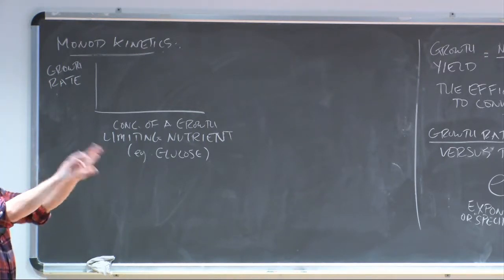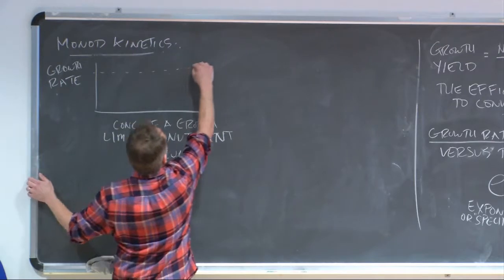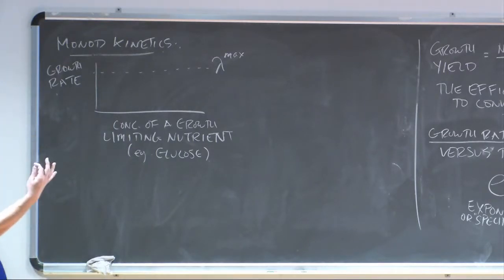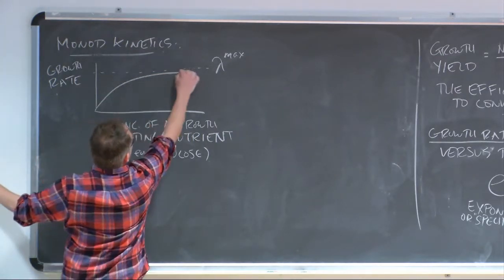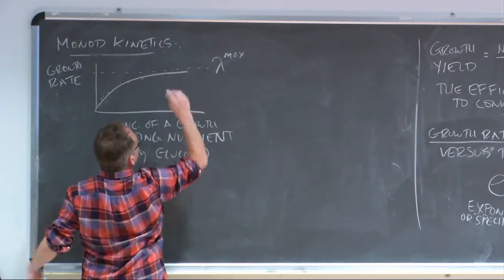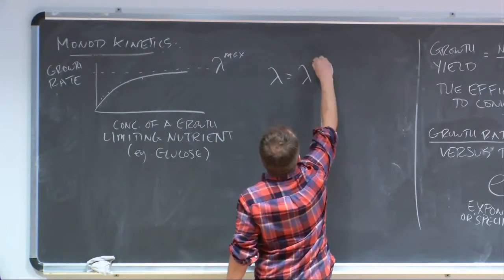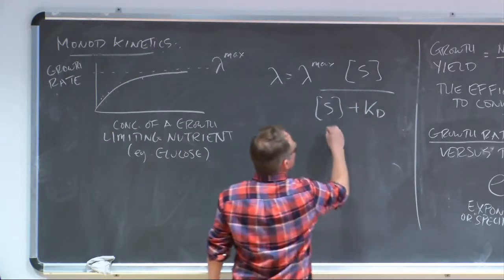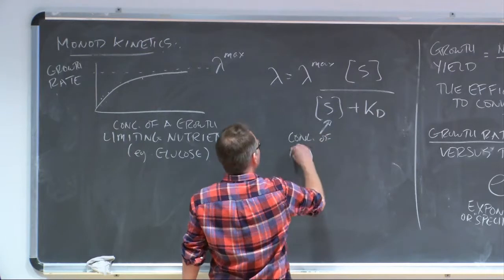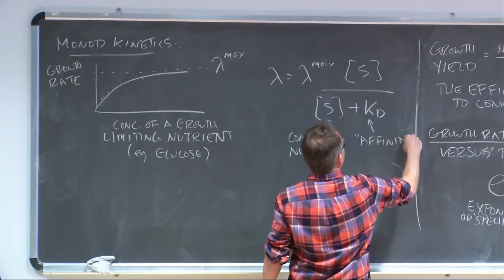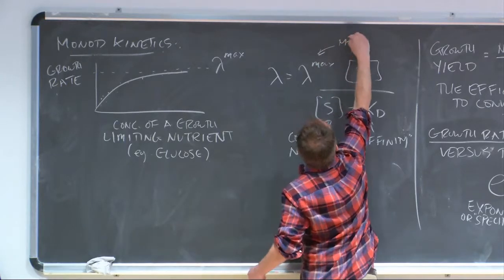Then if the concentration is saturating, it's very, very high, well, then you'll have some limiting growth rate, say, lambda max. But for low concentrations of that growth limiting nutrient, your growth rate's going to be depressed. And it's going to go something like this. And empirically, you have some scatter, of course, but it looks like this. And so you have that the growth rate is something like this is some concentration of the nutrient. This is some affinity constant, and then this is some maximal growth rate.